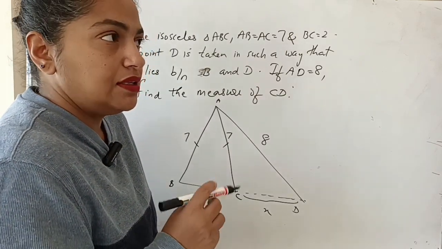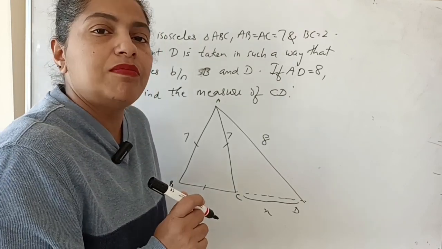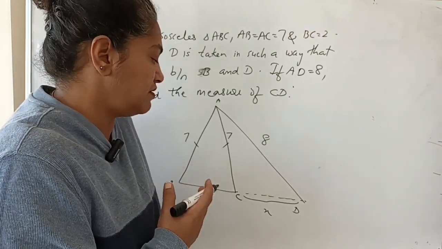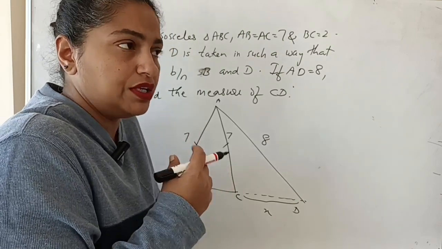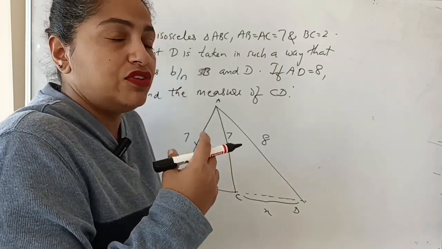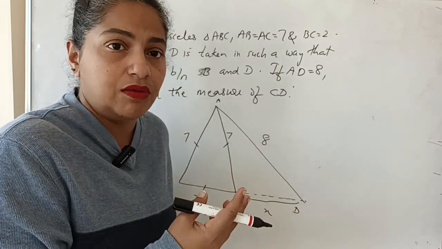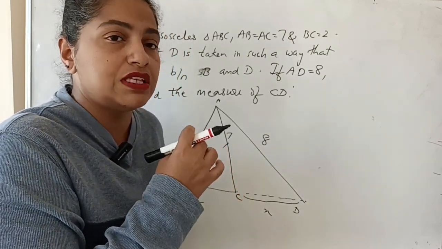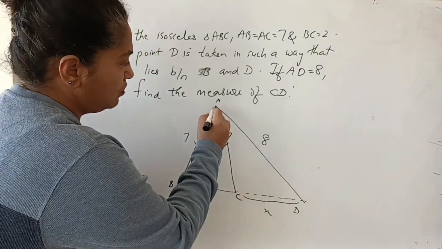Now, there are two ways of solving this. One is by using the basic Pythagoras theorem. Believe it or not, this is such a simple sum that can be done by using the Pythagoras theorem. So let us see how we can do it. And the other method is by using another theorem which I will be introducing to you in the next class. So we will do this sum by using the Pythagoras theorem so that it is very easy for you to understand.